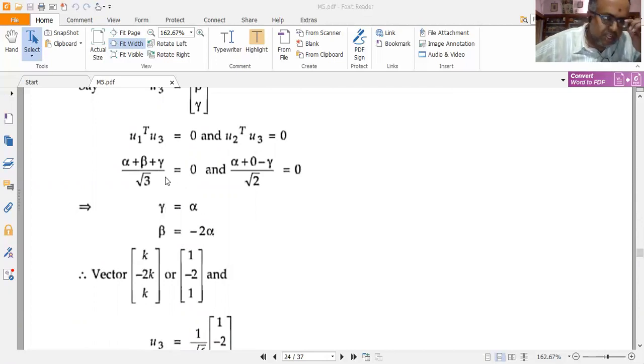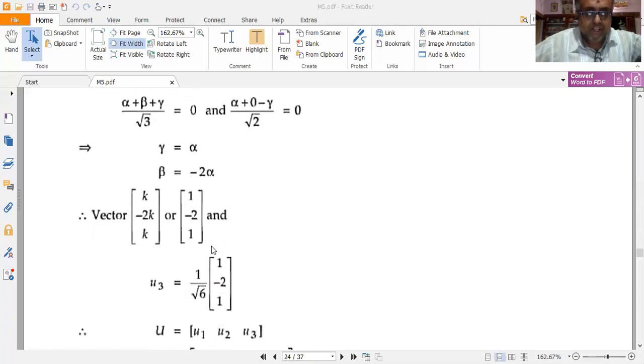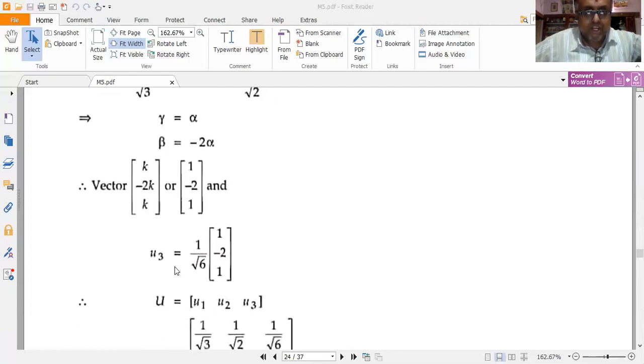Okay. Solve these two equations: alpha plus beta plus gamma is equal to 0, and alpha minus gamma is equal to 0. Add the two equations, it's a simultaneous equation. So I shall directly go to the solution. I get gamma is equal to alpha, beta is equal to minus 2 alpha. So the corresponding eigenvector is k, minus 2k, k. Substituting k is equal to 1, I get 1, minus 2, 1. Now U3 is equal to 1 by root 6, 1, minus 2, 1.